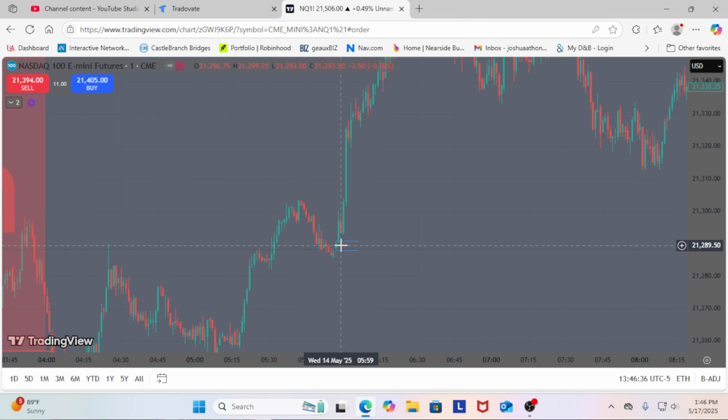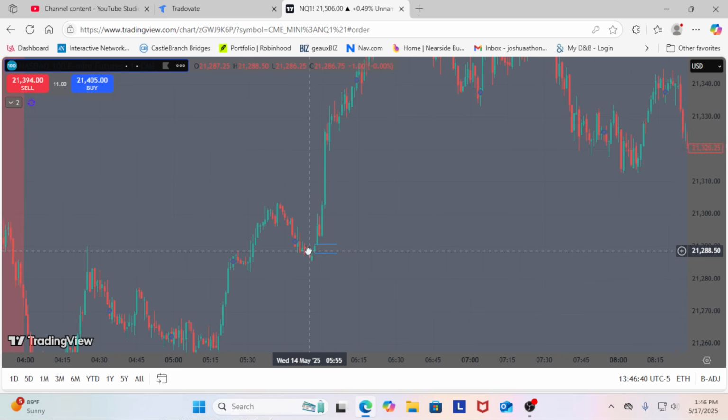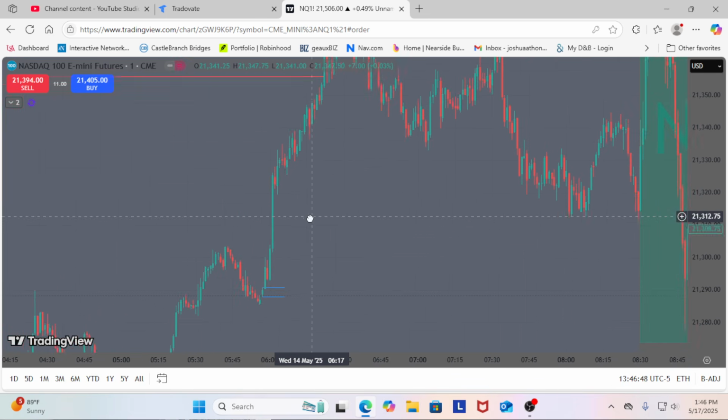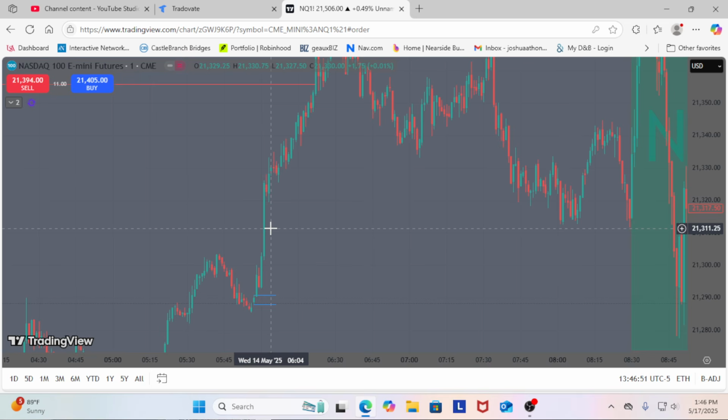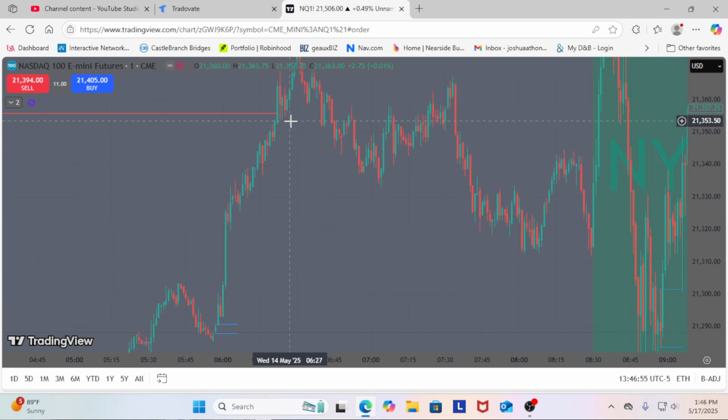I would get long in here, whether it's here or in the demand zone, it doesn't matter. I'm looking for my 20 points, so we go up. There's 10 points. There's 20 points. And of course, you put your trail stop loss, or your trail take profit, whatever you want to call it, and you trail the price all the way up.